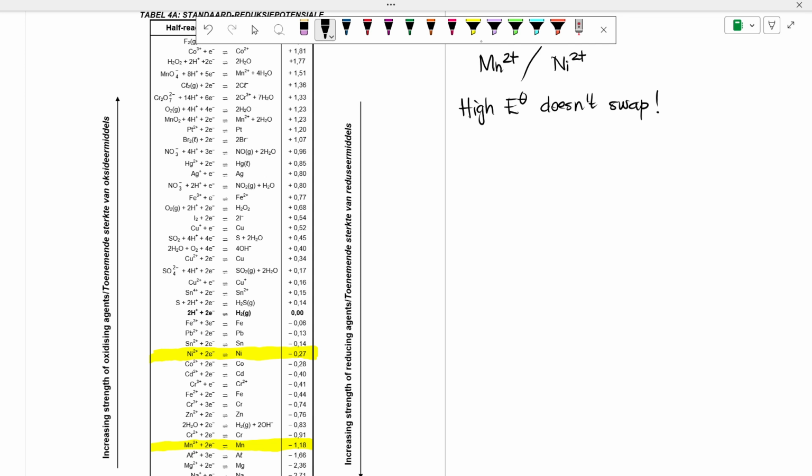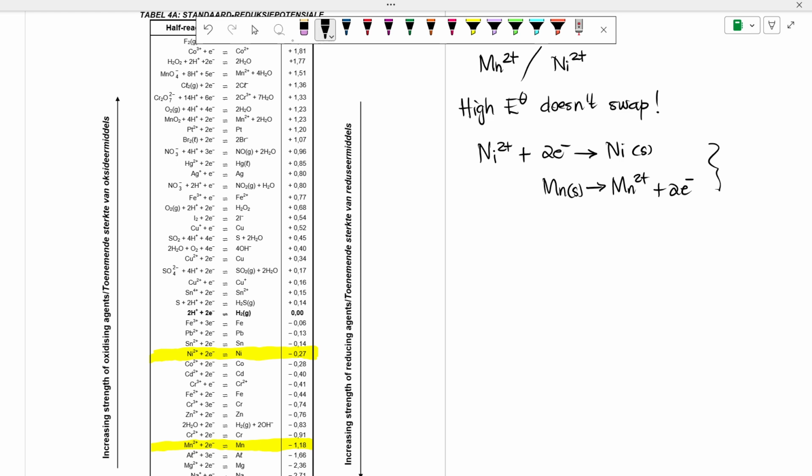So this means you can see negative 0.27 is higher, or more positive, than negative 1.18. Therefore, the nickel half reaction doesn't swap. So nickel 2 plus plus 2 electrons gives us nickel solid. And the other half reaction will have to swap. So you're going to have Mn solid giving us Mn 2 plus plus 2 electrons. If you didn't understand this part, it's important that you ask.